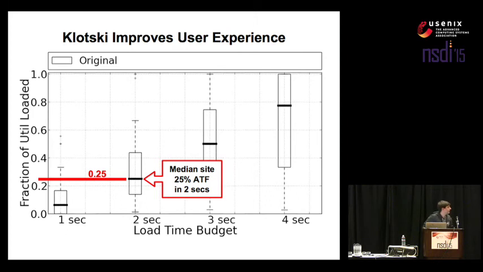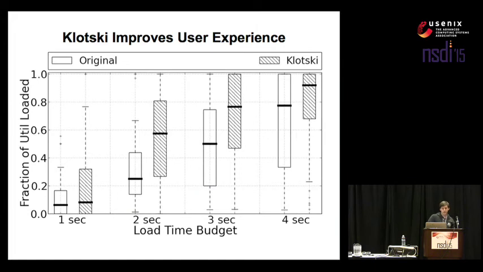So this is the data of when you actually enable Klotski. And you can see that there's actually, for a 2-second load budget, a 35% utility gain. Now this is great because that's actually a 2x increase over not using Klotski. What that means is in 2 seconds, instead of having only 25% of the above the fold content sent to the user, you actually get 60%. And that's how we got that screenshot that we saw at the beginning of the talk.